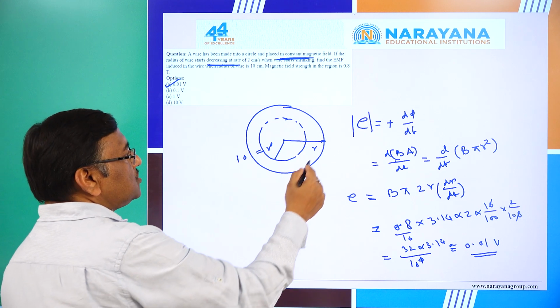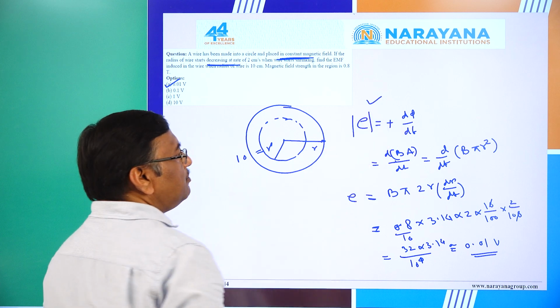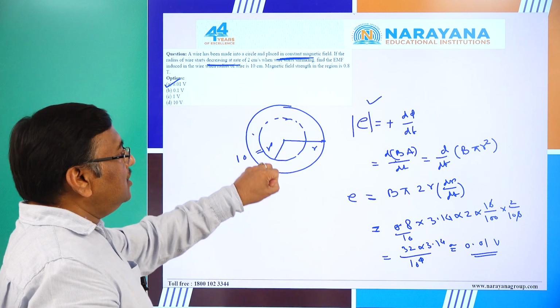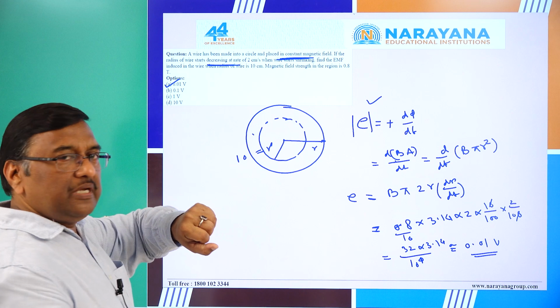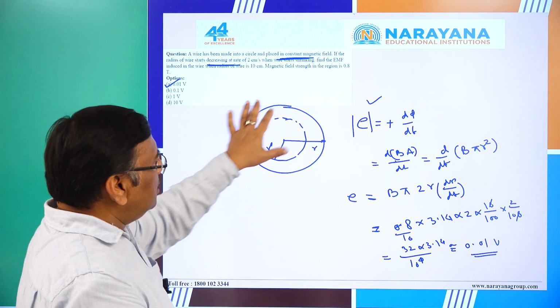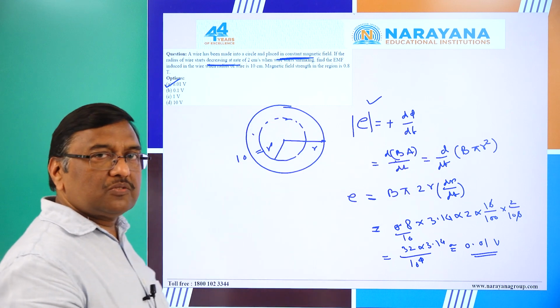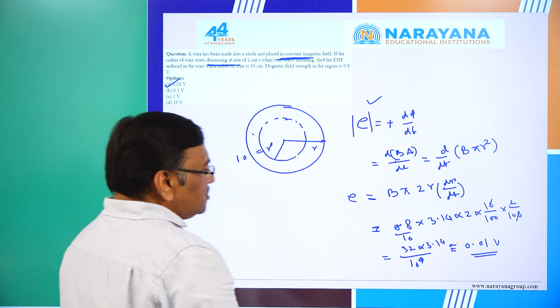Okay, so again just using this induced EMF, with what rate my radius is changing, we should maintain that my shape is maintained as a circular shape, so I can always write pi r square. Okay, let us go for the next question now.